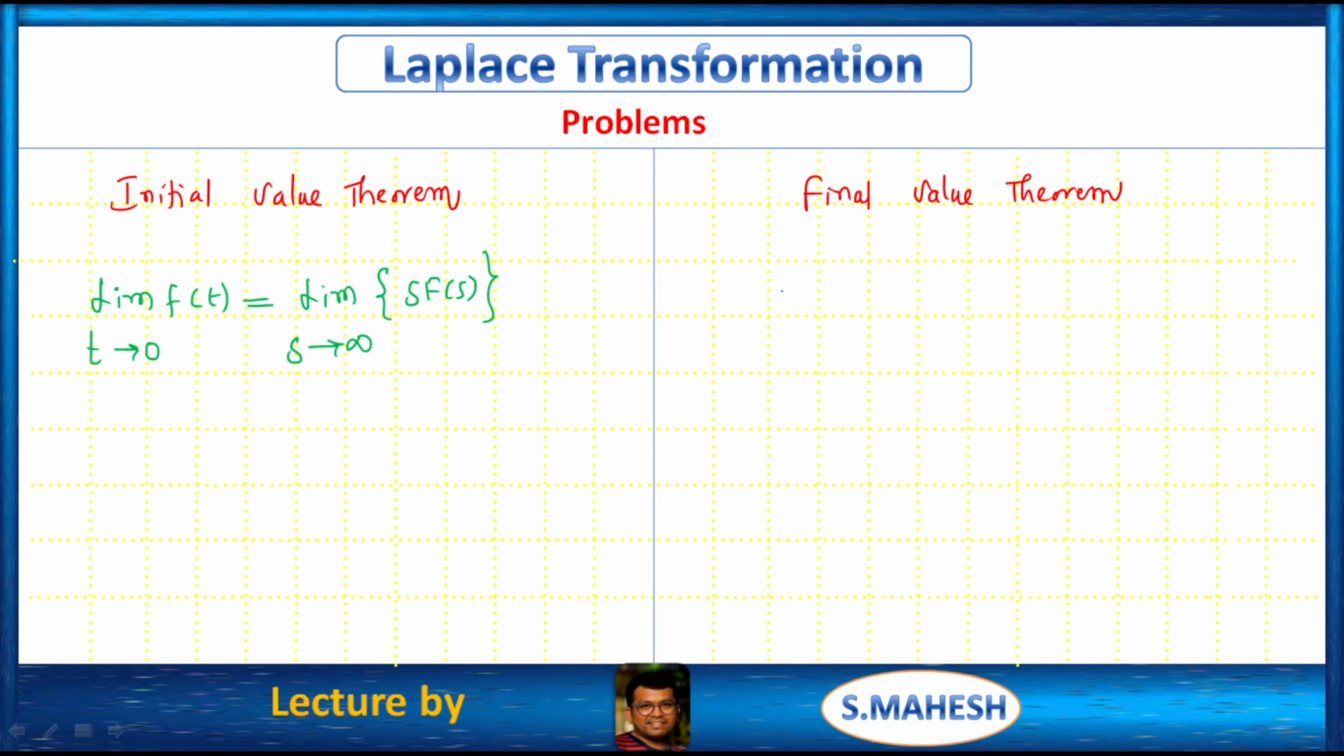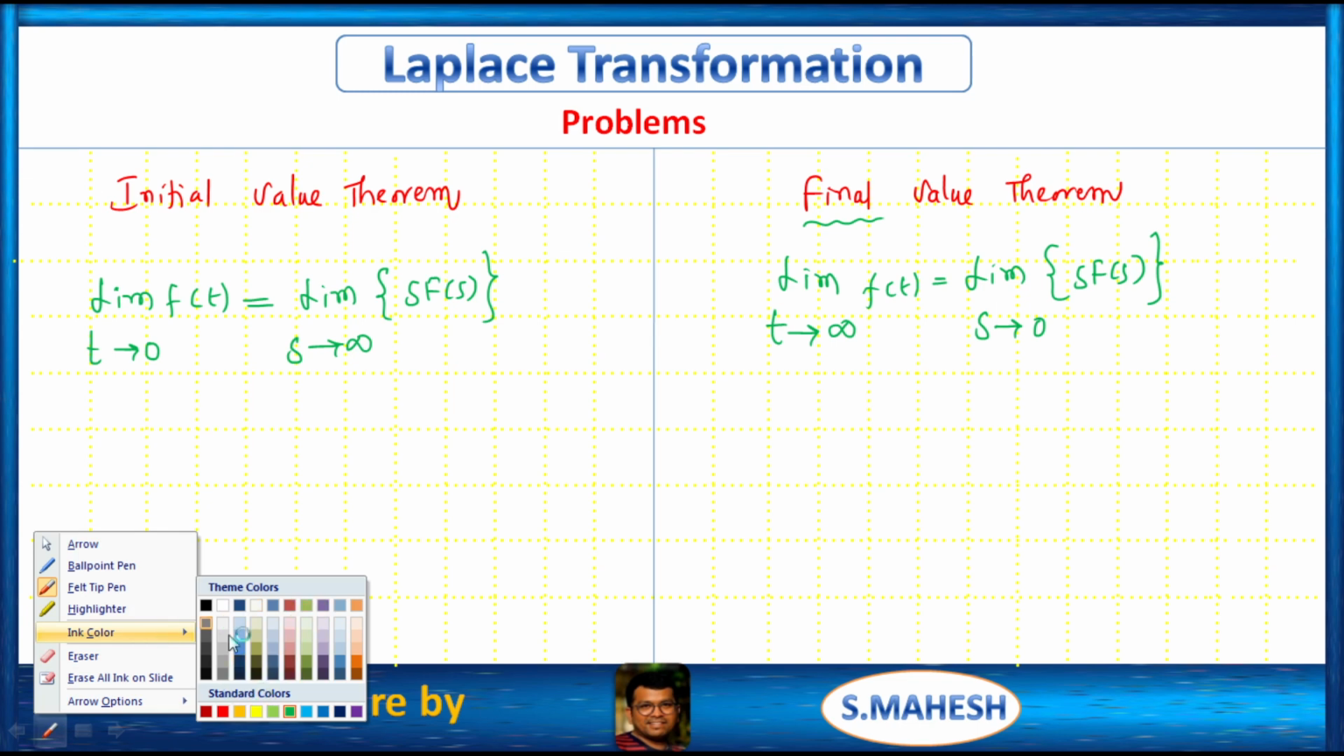Like that for the final value theorem, final means what? That is the final value, that is the steady state value. When t tends to infinity, the limit of f of t equals the limit as s tends to 0 of s into F of s. Why do we need this initial value theorem?